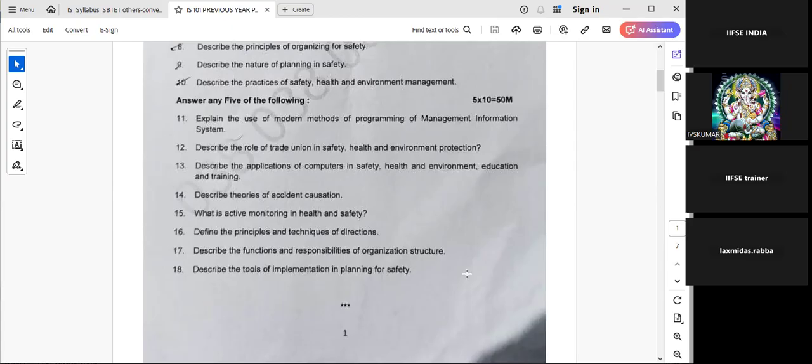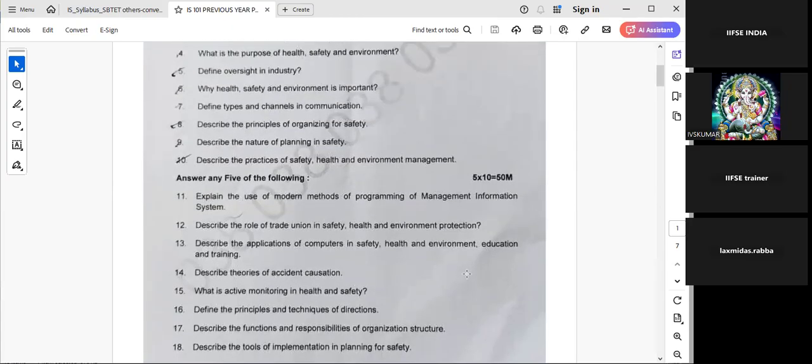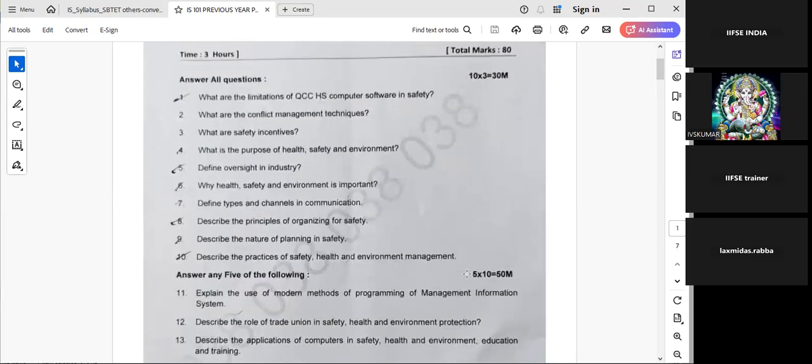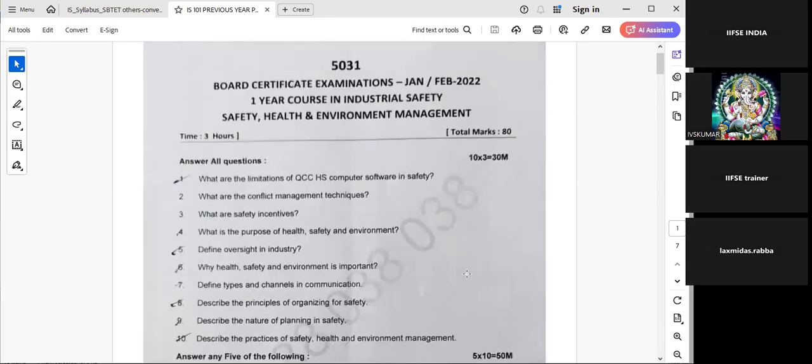Here you have a choice of 3 questions. You can choose, or you can exclude from the writing. So in the short answers, there are 10 into 3, 30. So all the questions you have to attempt. If you cannot attempt any question, you will lose those marks. Okay, that is about the examination pattern.